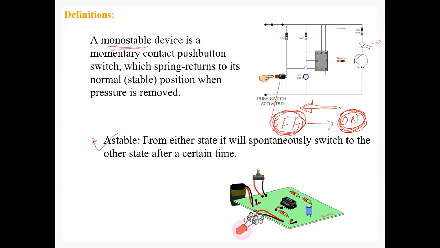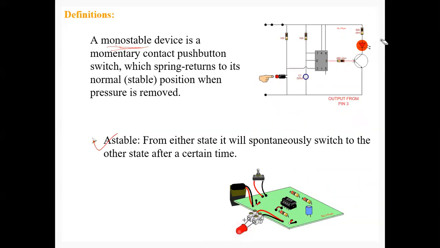How about astable? Astable means it changes states spontaneously from one to the other. You don't have to do anything, like here, right? What is this guy doing? It is off and on spontaneously. You don't have to do anything. See, it's off, on, off, on, off. Spontaneously. That's why this kind of device is called astable.